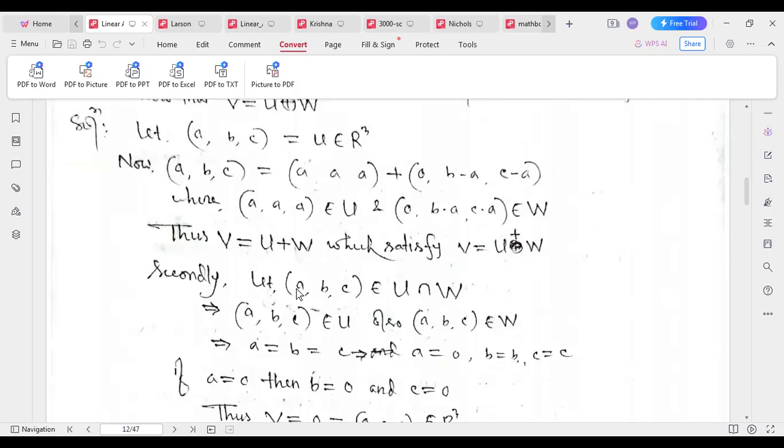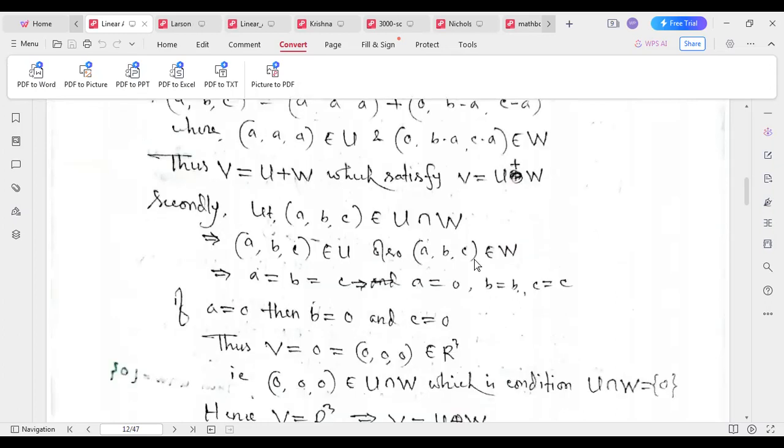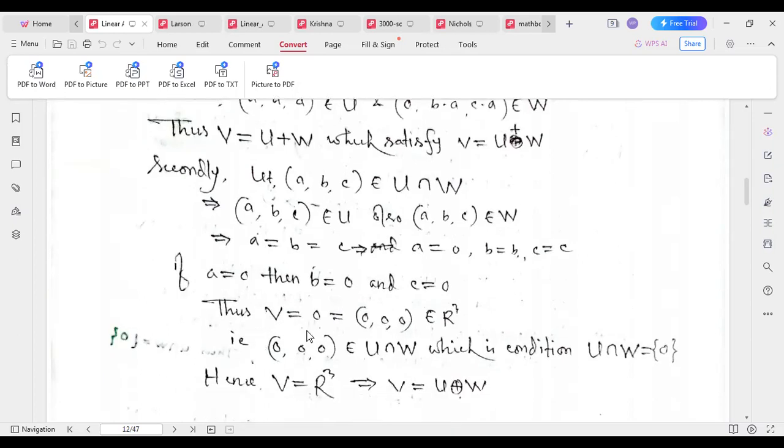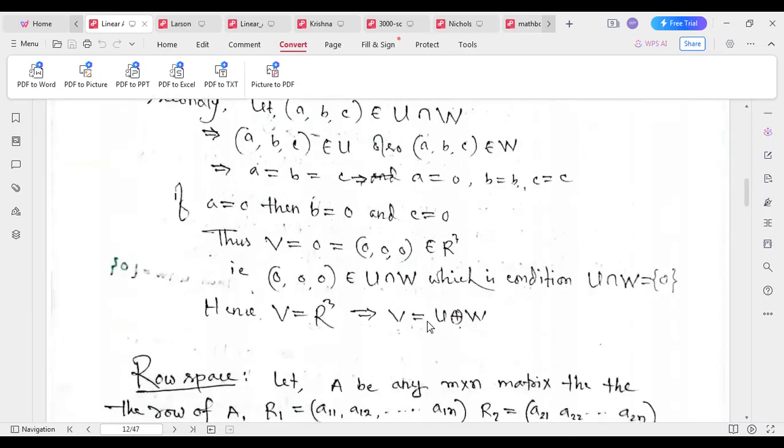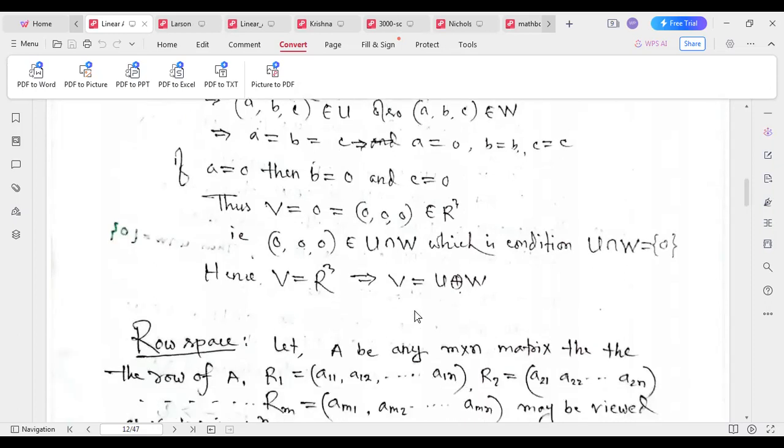Secondly, let (a, b, c) belong to U intersection W. So this (a, b, c) belongs to U, and also (a, b, c) belongs to W. So a equals b equals c, and a equals 0 because the intersection equals 0. Hence a equals 0 and b equals c. So if a equals 0, then b equals 0 and c equals 0. That means v can be written as the zero vector. So this zero vector belongs to U intersection W, which satisfies the condition. Hence we can say that R3 is the direct sum U direct sum W.